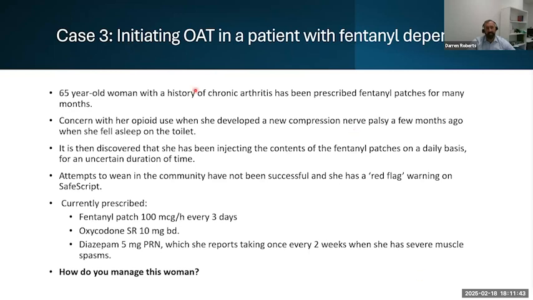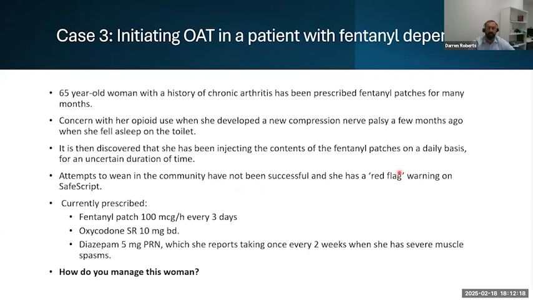This next case is about a patient who has a history of fentanyl dependence due to pain, and it's about how would we initiate the opioid agonist therapy. So it's a 65-year-old woman, chronic arthritis, who's prescribed fentanyl patches for many months. There's concern about her opioid use because she develops a new compression nerve palsy a few months ago because she fell asleep on the toilet. It's discovered that she's been injecting the contents of the fentanyl patches on a regular basis. Any attempts to wean this in the community have not been successful.